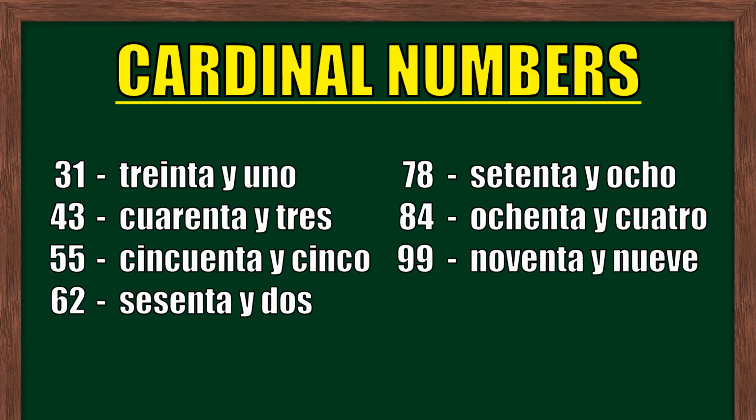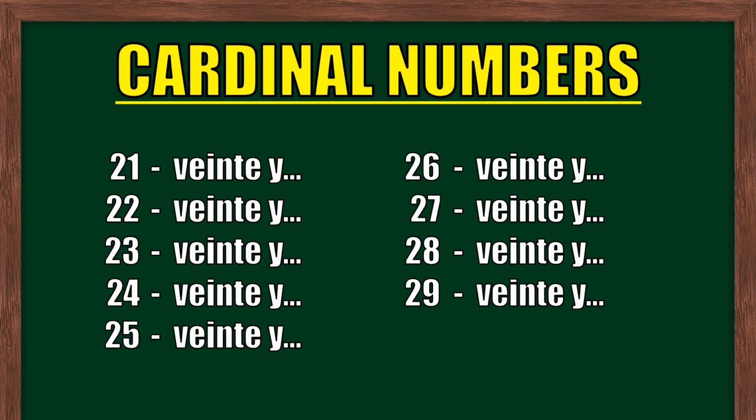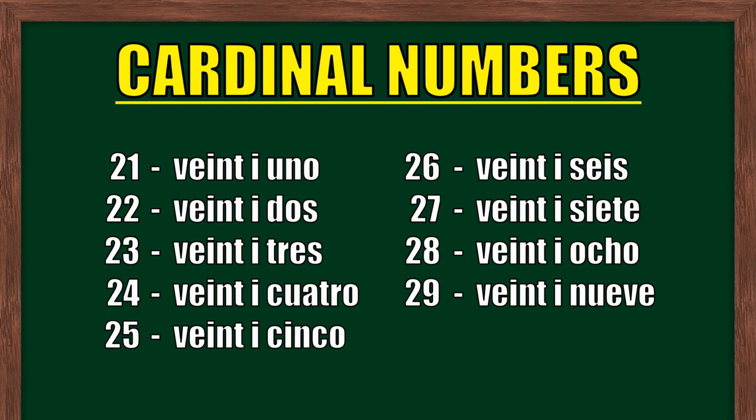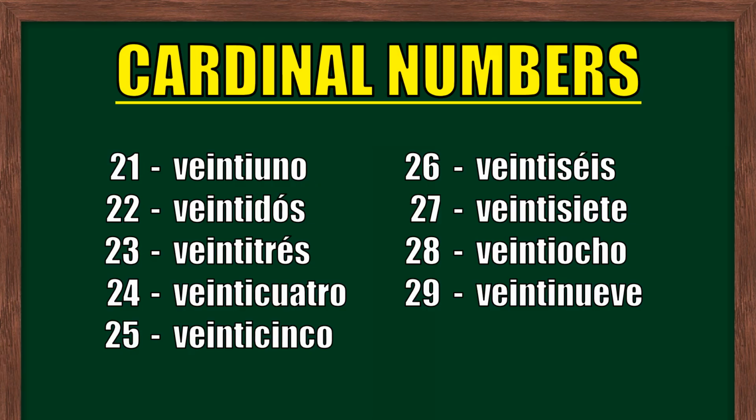99, 99. It's as simple as that. Now, the numbers between 21 and 29 are a little bit different. Because when it comes to the 20s, we take the E off of the end of 20, and we change the E, or the "and", to an I, and then we add the number. But we make it all one word.